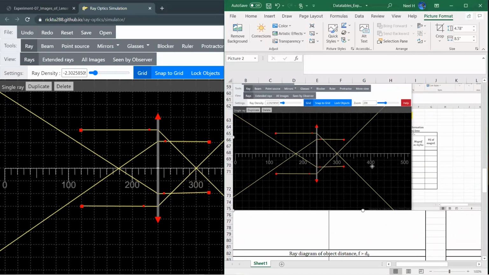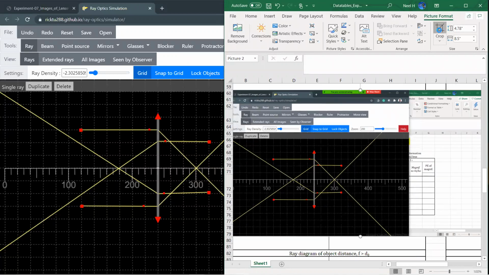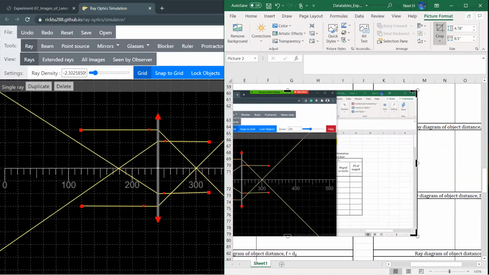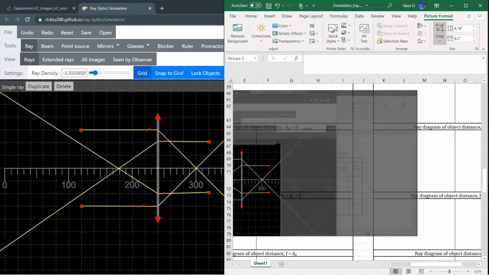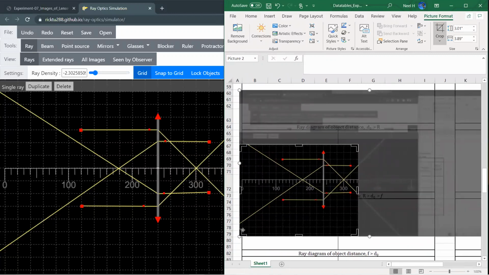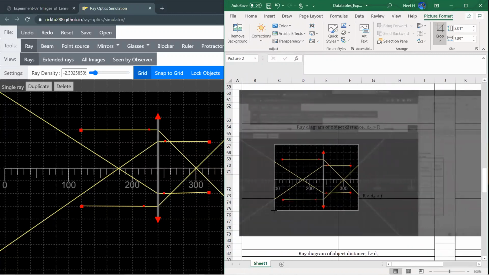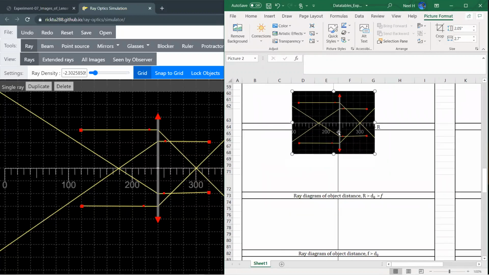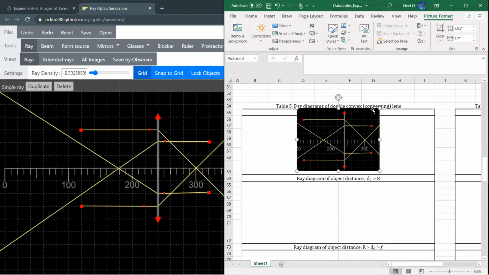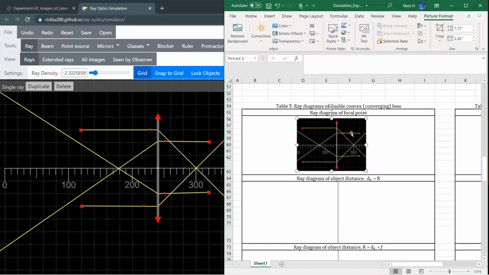Crop out anything unnecessary. Just need only this part to show a nice ray diagram. This part. All the parallel rays converge into one point, that is the focal point. Okay, and then realign that, change the size until it nicely fits into this area.